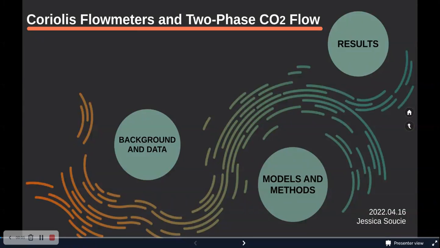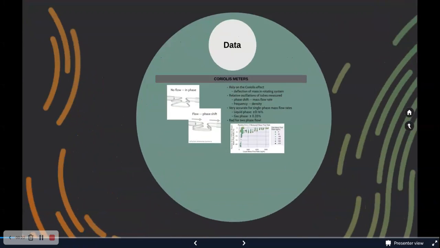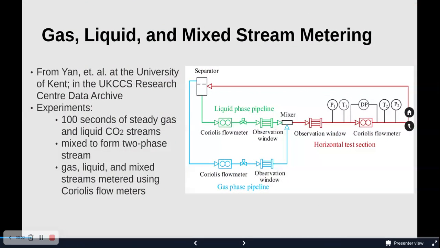In this project, I used regression to adjust measurements made on a mixed gas and liquid CO2 stream to better predict the mass flow rate and apparent gas content of that stream. The data I used were from experiments run at the University of Kent.